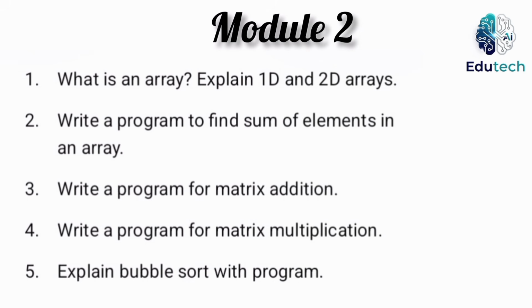Write a program for matrix multiplication. Multiply rows with columns. This needs nested loops. Fifth question. Explain bubble sort with program. Repeatedly swap adjacent elements until sorted.